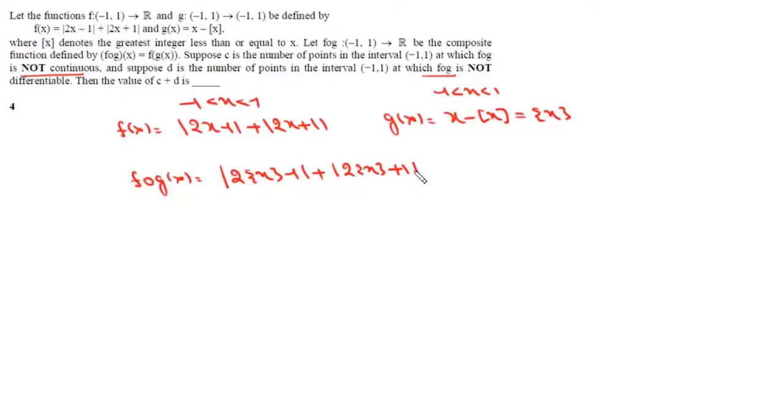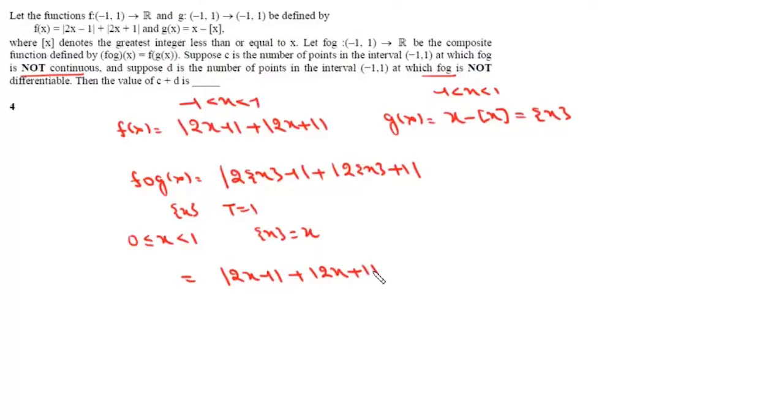Now we clearly know that the fractional part of x function is a periodic function with period 1. So what we'll do is we'll try and find this function when x lies between 0 and 1. Now when x lies between 0 and 1, then the fractional part of x is simply x. So in that case, this f of g(x) will be the same as f(x), which is mod of 2x minus 1 plus mod of 2x plus 1.